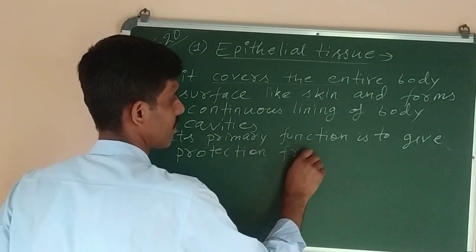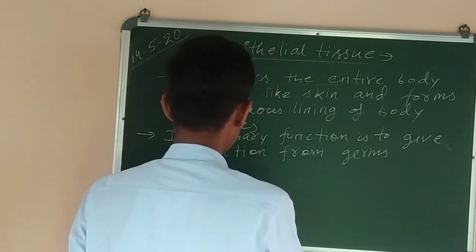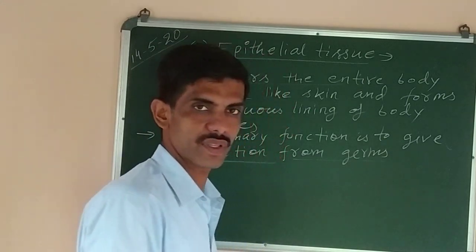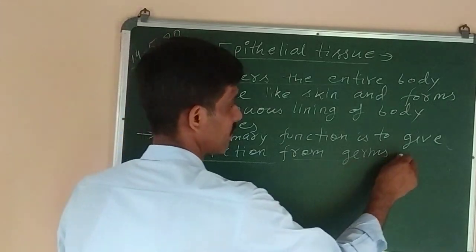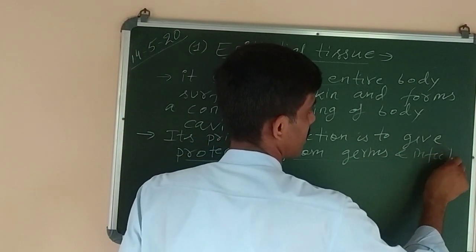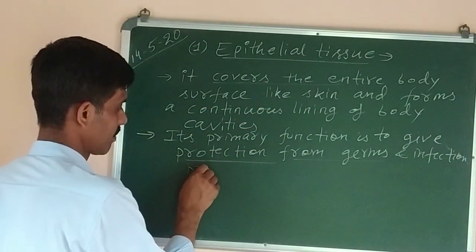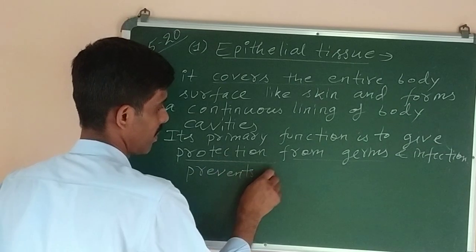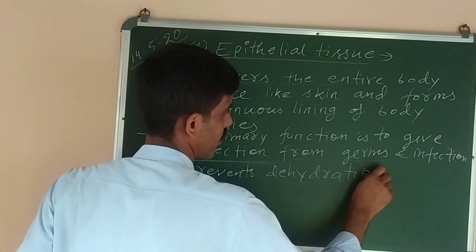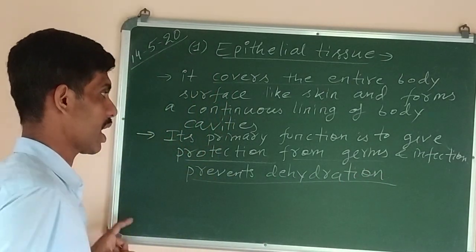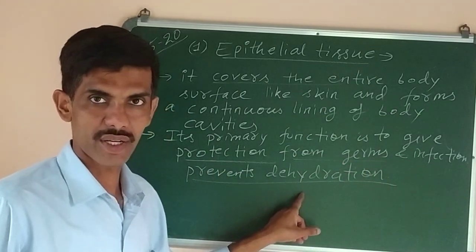from germs. Okay, because it is present outside, so protection from germs. Skin is the one which protects us against infection. Any type of infection will not occur, and it also prevents dehydration. Prevents dehydration means it will prevent the loss of water from the body. Okay, so this is also a function of epithelial tissue: protection from infection and preventing dehydration.